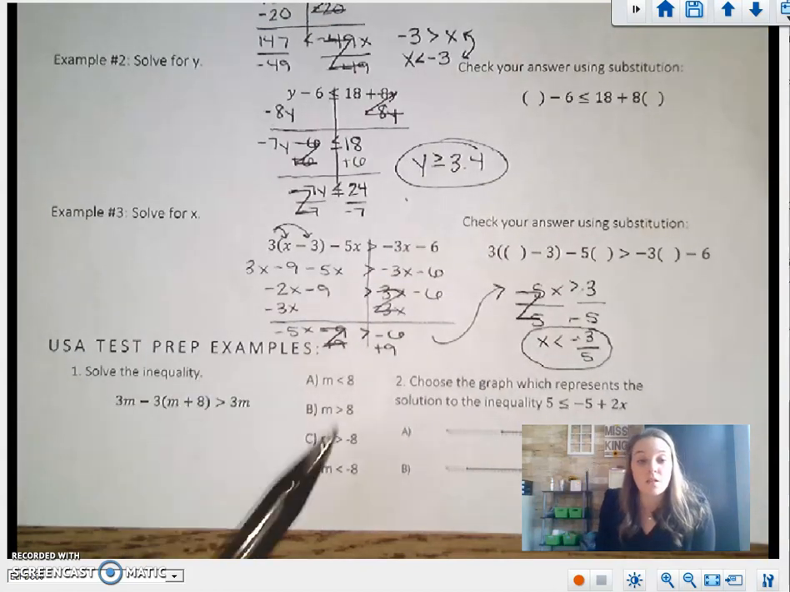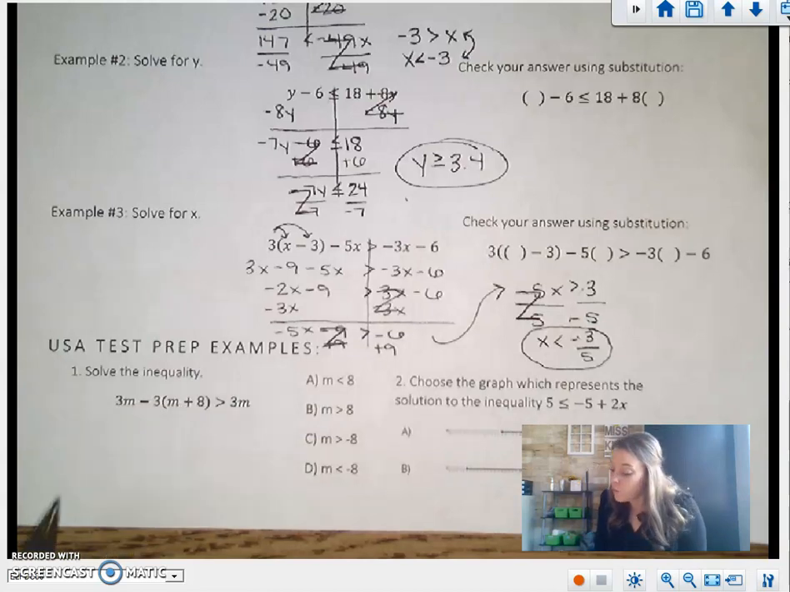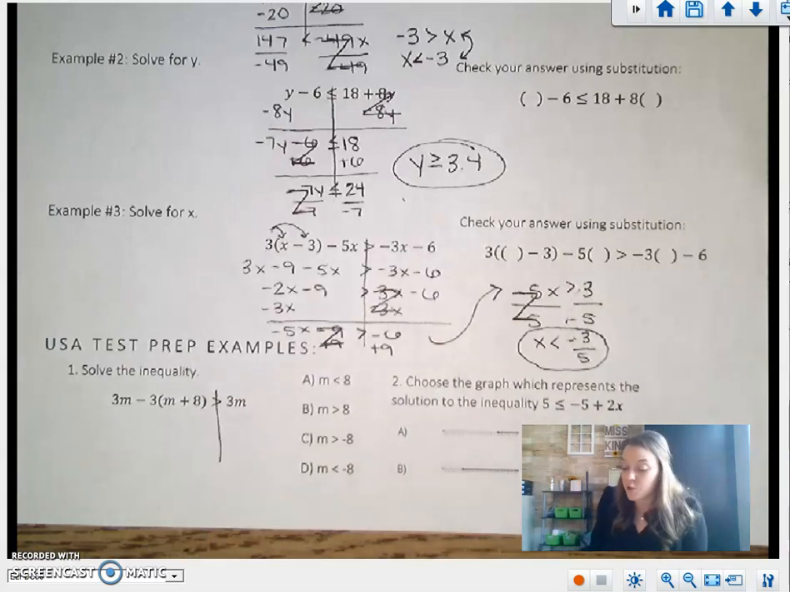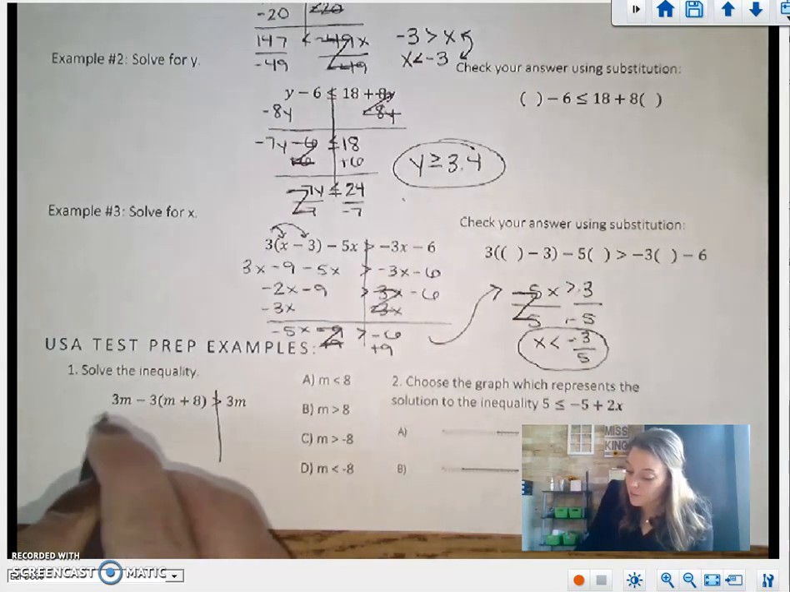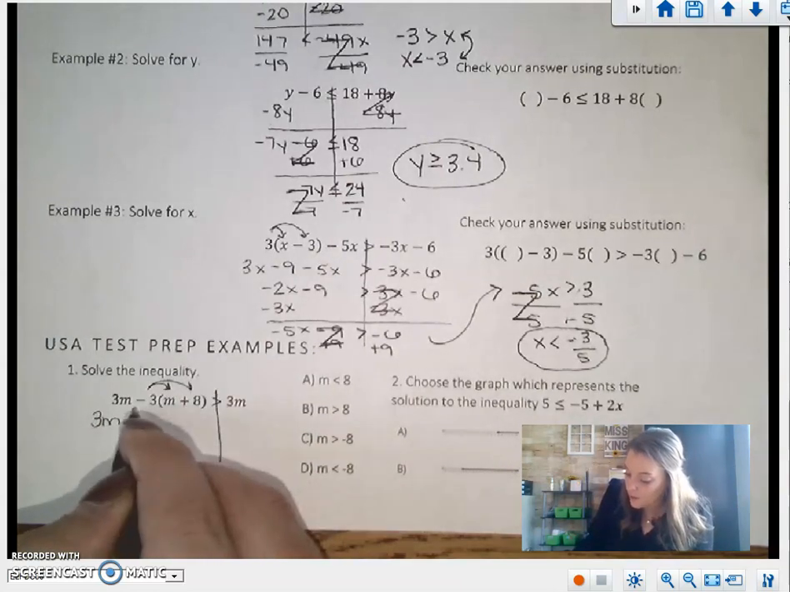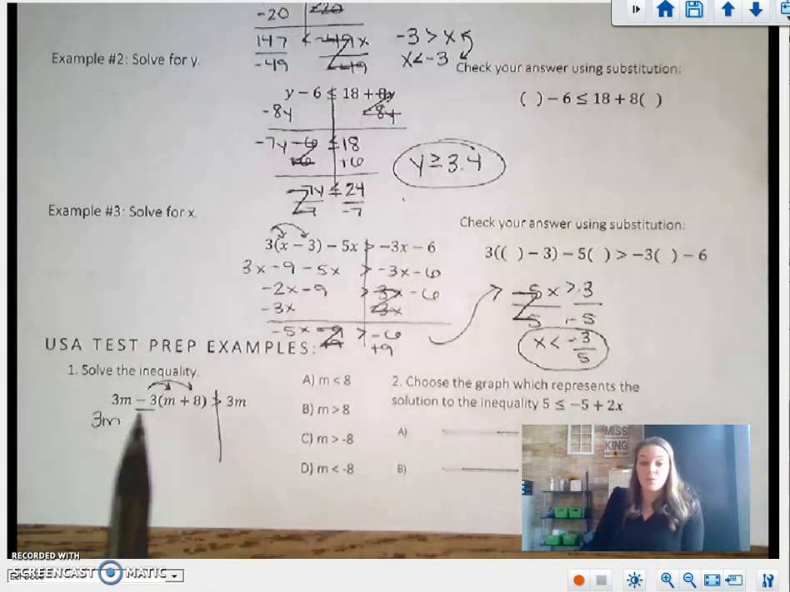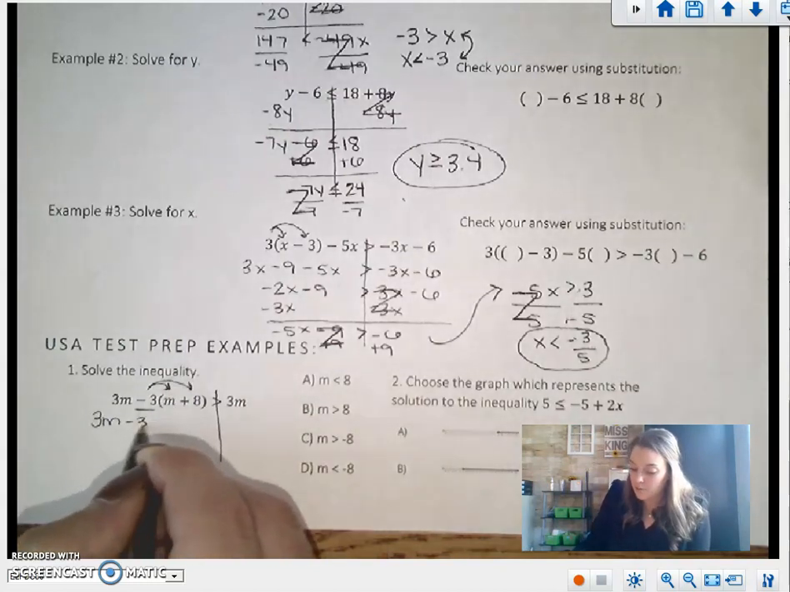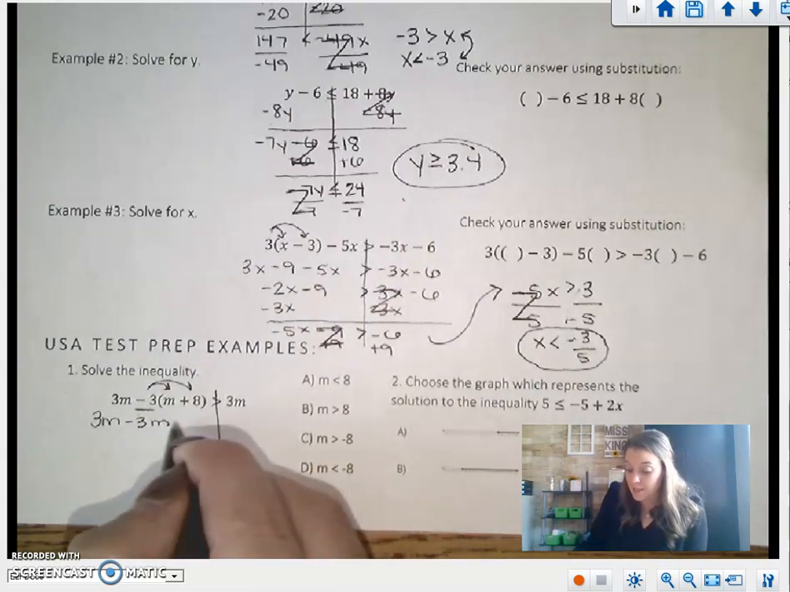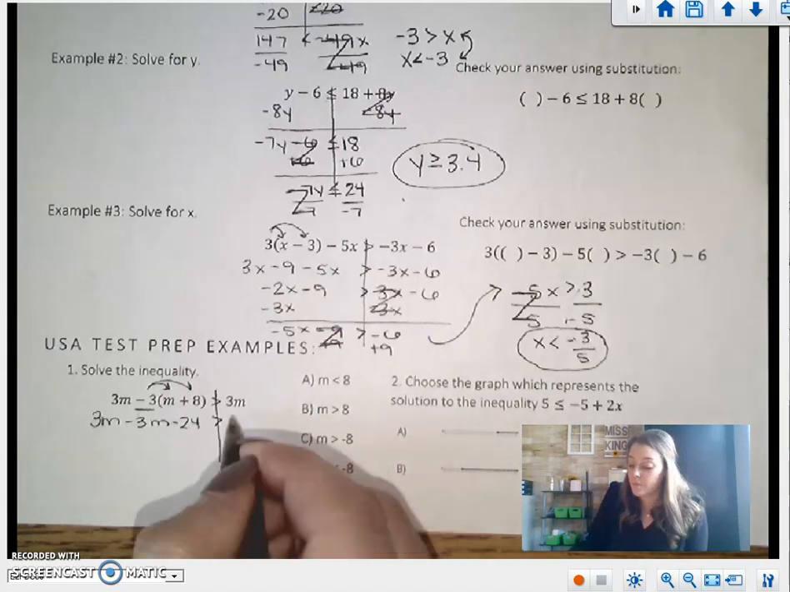So number 1 is very similar to what we've been doing. It's to solve the inequality. So we need to solve this inequality using our steps. So I drew my line. Now I'm going to simplify. So I have 3m. I'm going to distribute this negative 3. I'm treating this like a negative 3 because it has a minus sign out in front of it. So negative 3 times m is negative 3m. Negative 3 times 8 is negative 24. Drop down my greater than symbol, 3m.